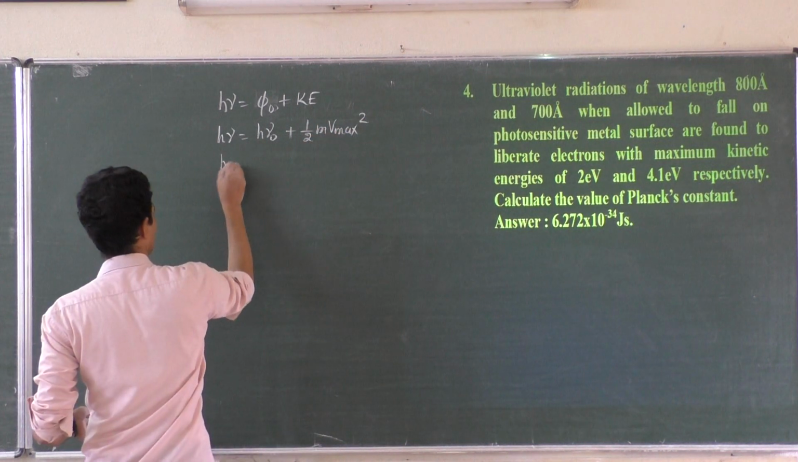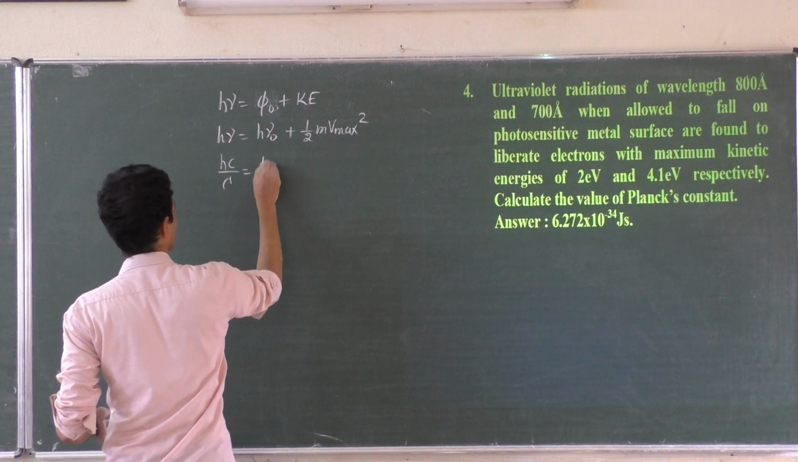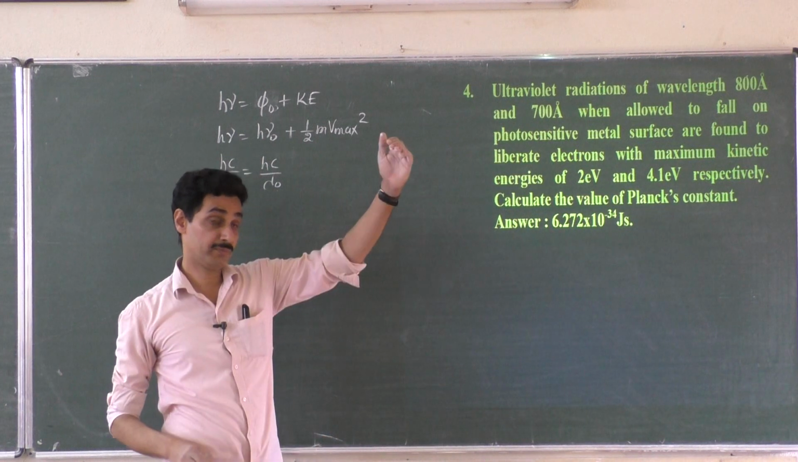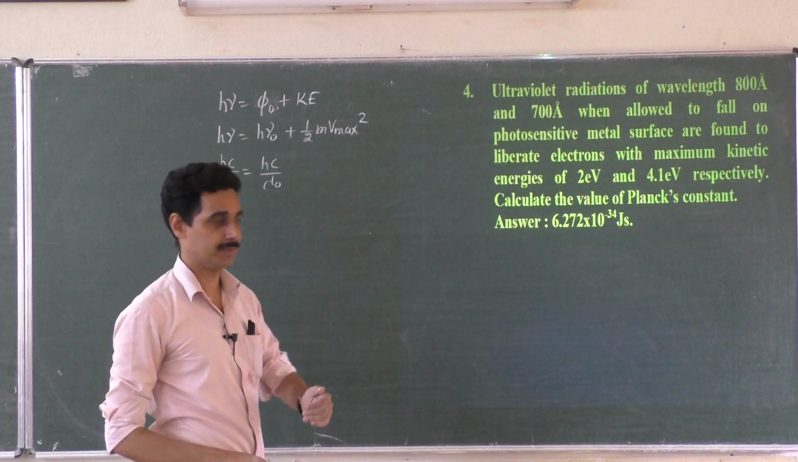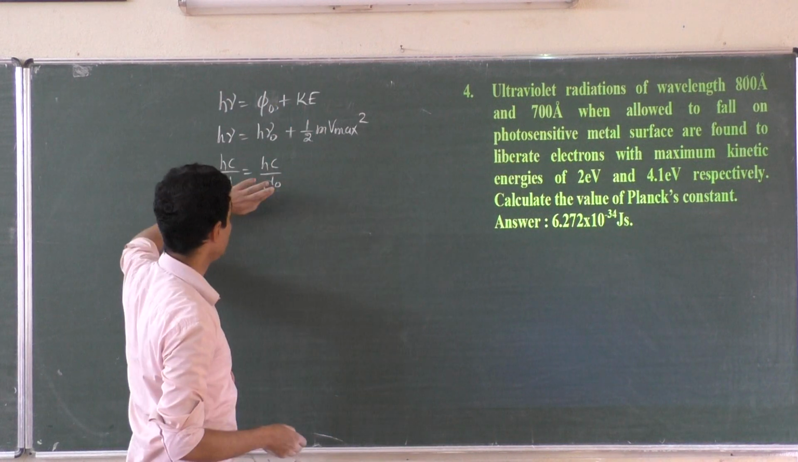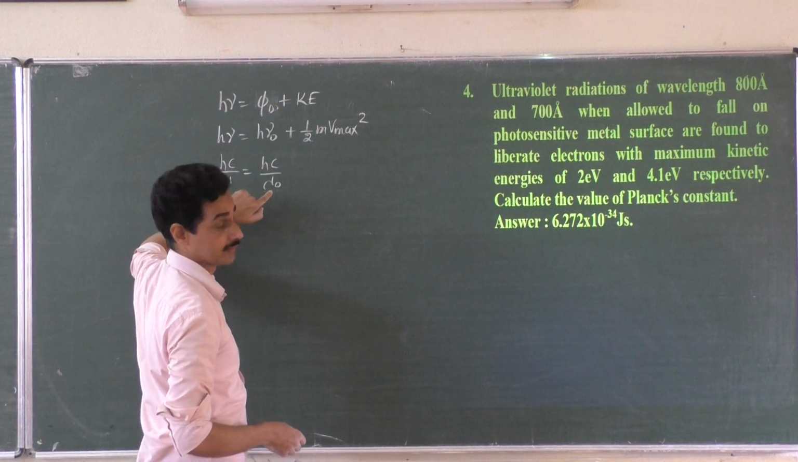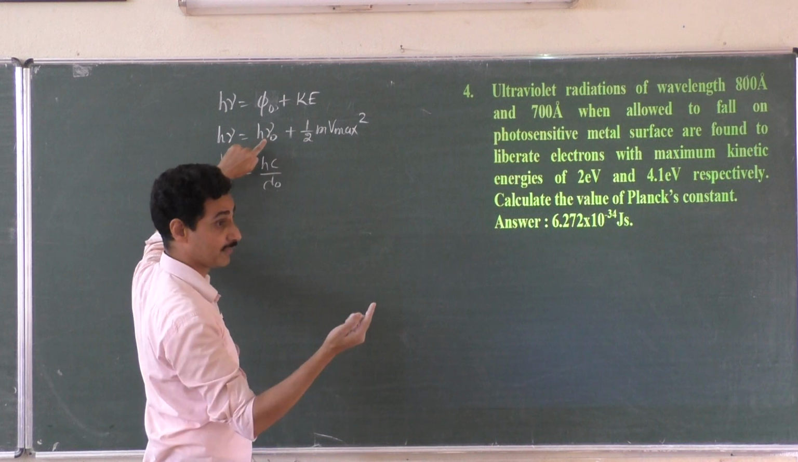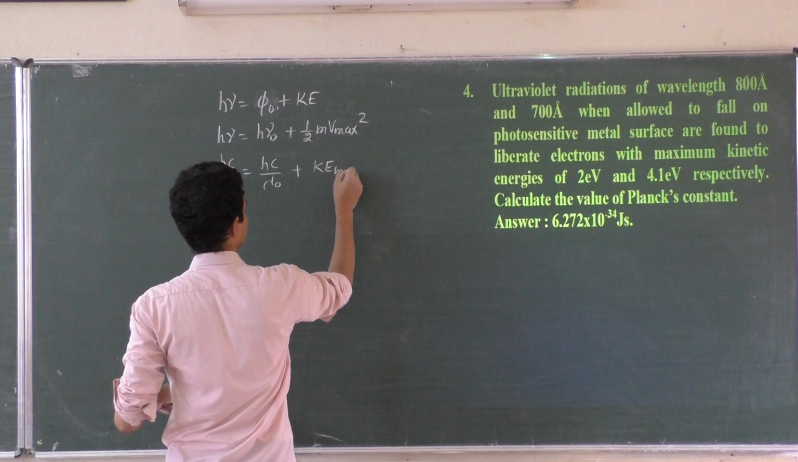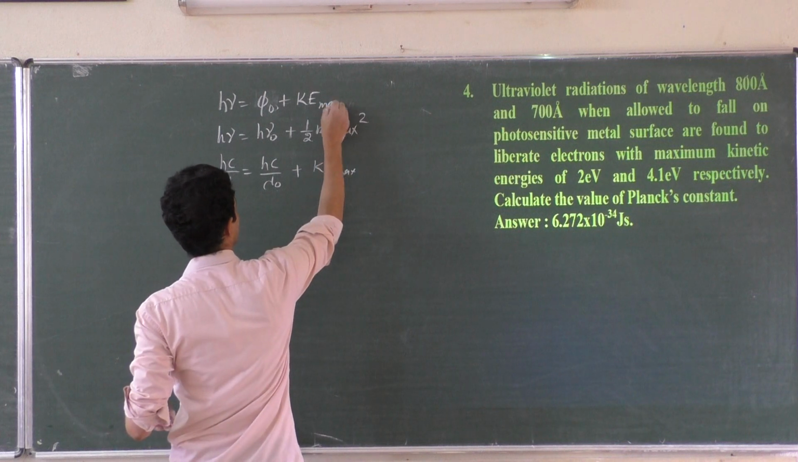And if it is given in the form of wavelength, hc by lambda is equal to hc by lambda naught plus kinetic energy maximum, where lambda naught is the threshold wavelength, the maximum wavelength below which photoelectric emission takes place, and nu naught is the minimum frequency above which photoelectric emission takes place. Because if you want to increase the energy, decrease the wavelength. If you want to increase the energy, increase the frequency, directly proportional. So plus kinetic energy maximum, or E maximum you can write, right?